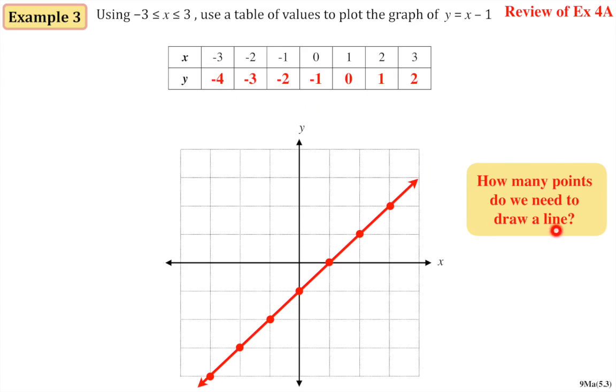But the question is, how many points do you need to draw a line? You only need 2. So why are we finding all of these points? Well, we're not going to worry about that anymore. It is important that we don't make any mistakes, because both of our points have to be right, or they'll send us off in the wrong direction. But 2 points are all we require to draw a straight line.